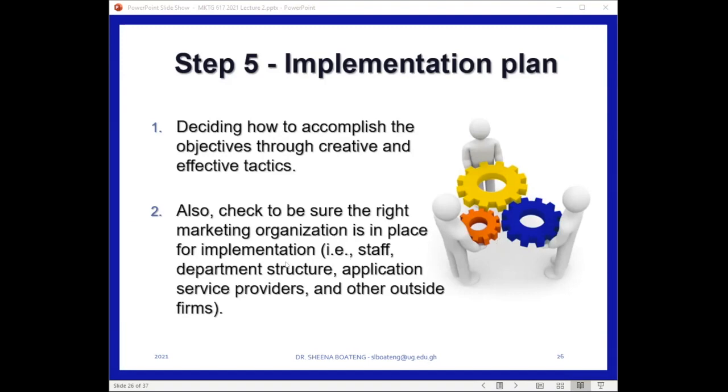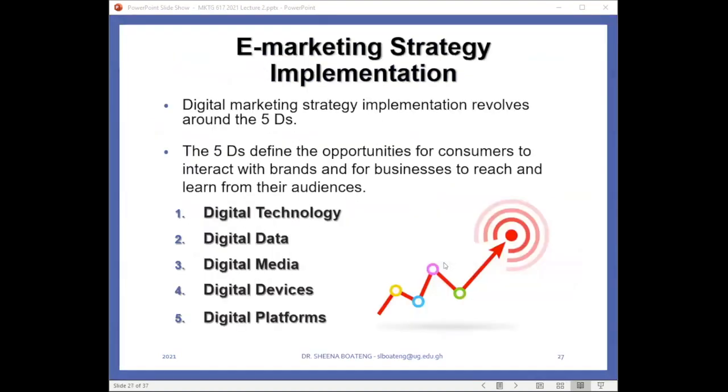So to clearly delineate all these different resources we are talking about as they relate to the marketing organization, which have to be in place for implementation, given that we are discussing e-marketing, we talk about what we refer to as the 5 Ds. And these 5 Ds of digital marketing strategy implementation basically define the opportunities for consumers to interact with our brand, and for the business to reach and learn from its audiences, using the resources available to us as a result of utilizing the internet.